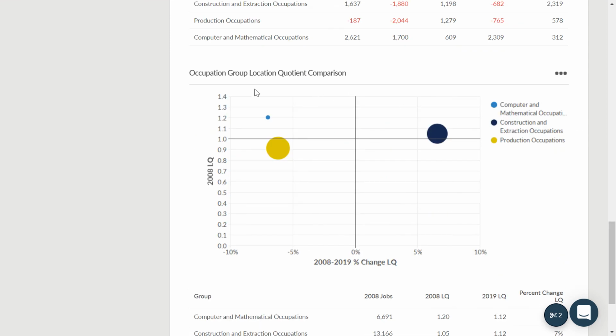If we come down here, we can see the occupation group location quotient comparison. So what is the LQ of these different occupations in this industry? Has it been growing? So we can see here's the change from 2008 to 2019. The farther right it is here, the more it grew during that time. If it's on the left here, that means the LQ actually decreased over this time. The size of the bubble is the number of jobs that were in there, and how high it is here is what the actual location quotient is. So it looks like most of these are right between 1.2 and 0.9, so they're pretty close to average overall.